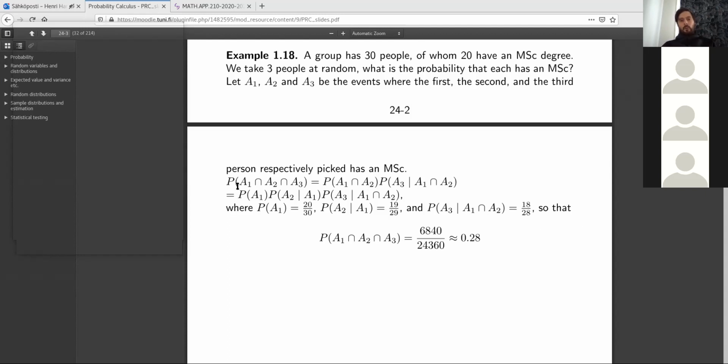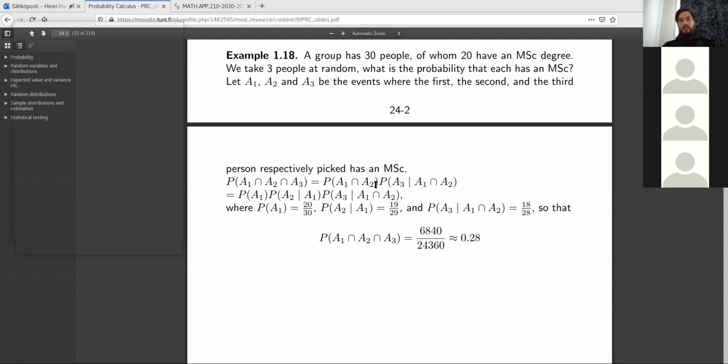So the probability of all of them having MScs, you can use the multiplication rule. The third one still has an MSc. Here's the conditional probability: the third one that comes out has an MSc given that the first two have MSc degrees. You can then express it as the probability that the first one had an MSc, times the probability that the second one had given that the first one had, times the probability that the third one had given that both the first and the second one had.